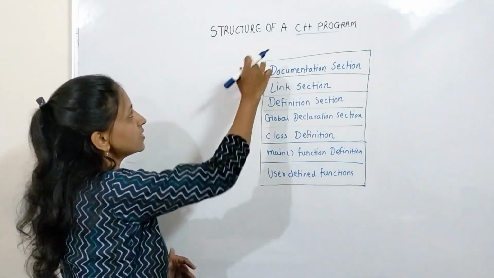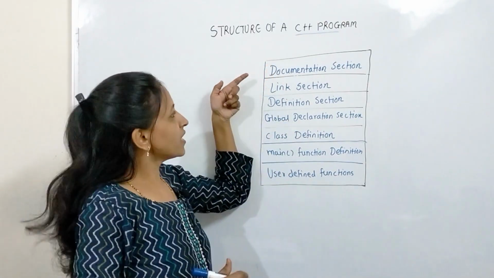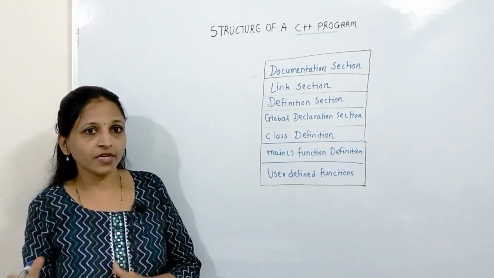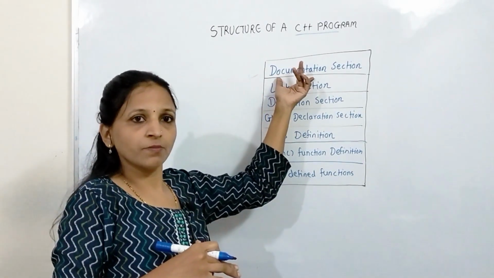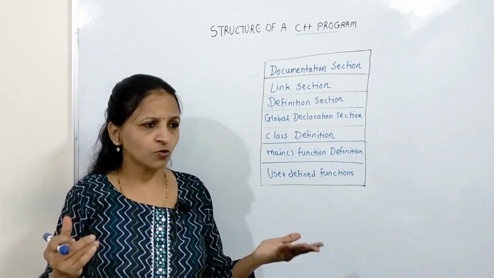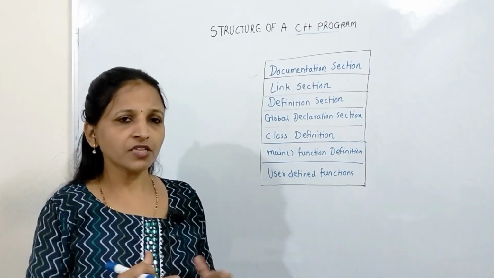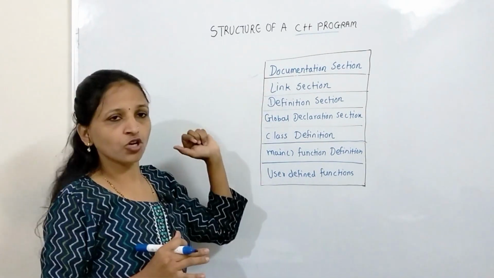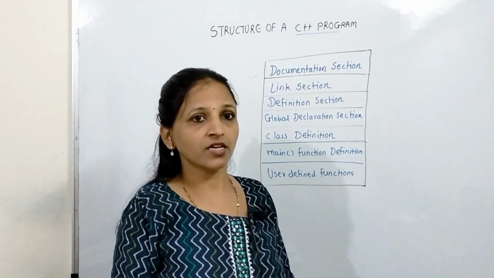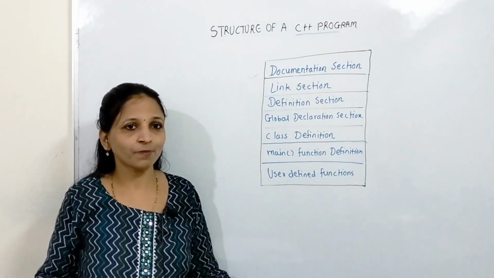Now see, in this structure, the first part is the documentation section. Documentation about the program you can write here in this section. Meaning the program title, program creation date, who has developed this program, everything you can write in this documentation section. That is written in English language. That is not in programming language. That is not C++.